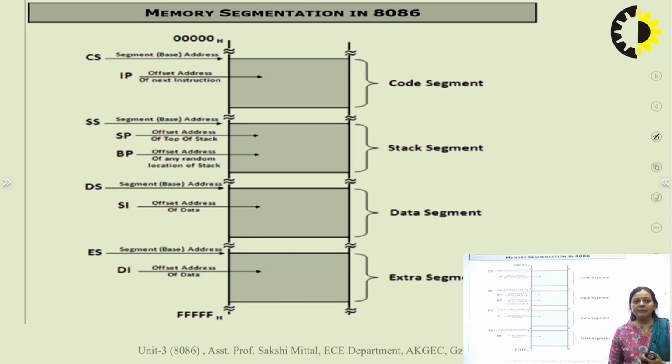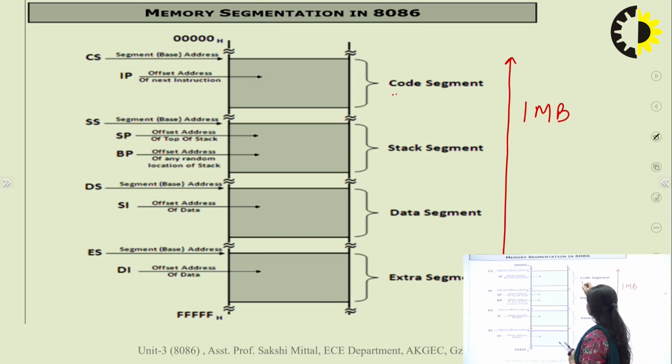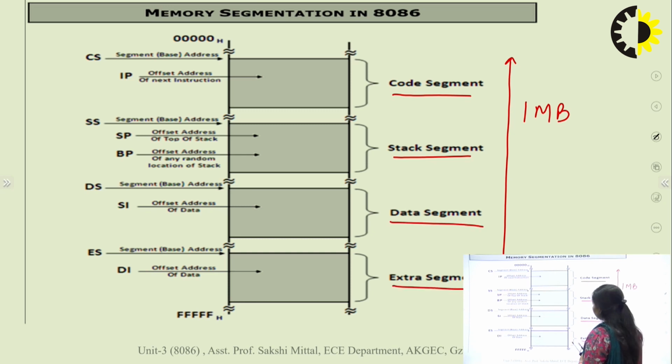So the memory segmentation is like this. I have got a memory, which is 1 MB in size. In this 1 MB memory, I have made 4 segments: code segment, stack segment, data segment, and extra segment. Now the size of each segment is 64 KB. Each segment is 64 KB.